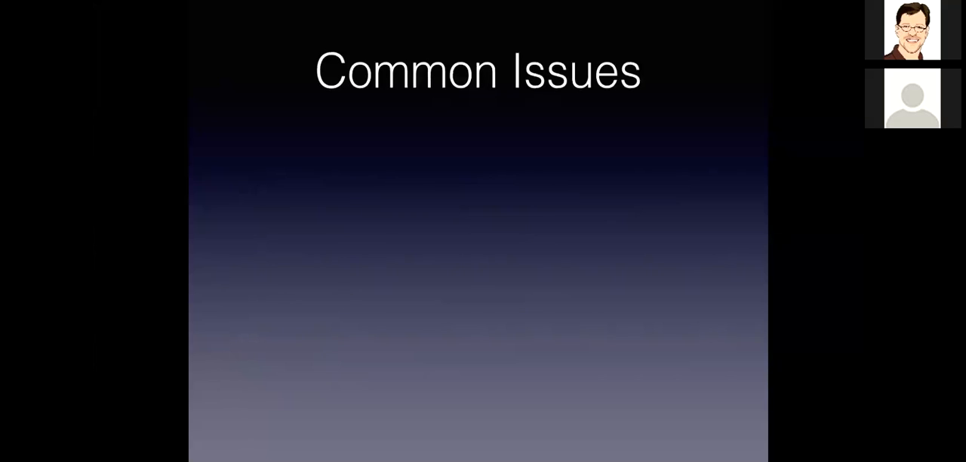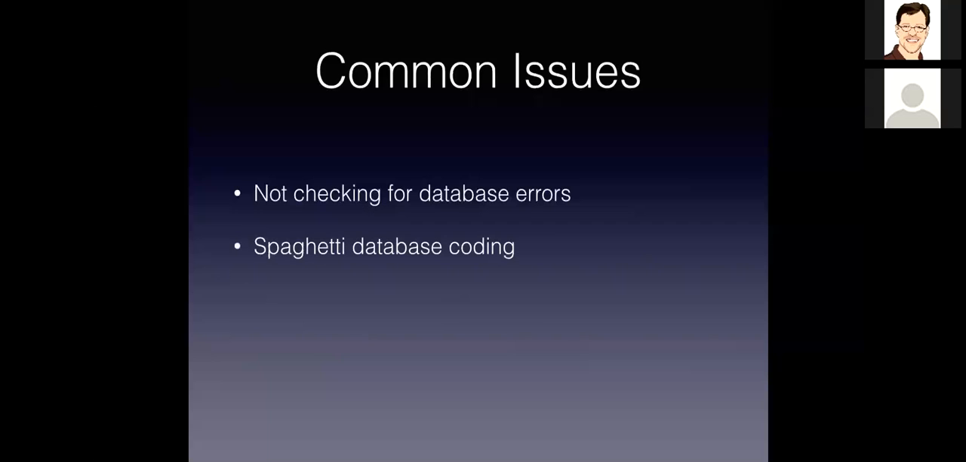So let's start with common issues. If you've been doing any sort of database programming in Xojo for any length of time, you may or may not know that you should be checking for database errors. You might also have discovered that there's a tendency to have this spaghetti database coding. You might also have security errors, and you've probably also found out that Xojo doesn't help us very much. Now we'll get into each of these in detail.